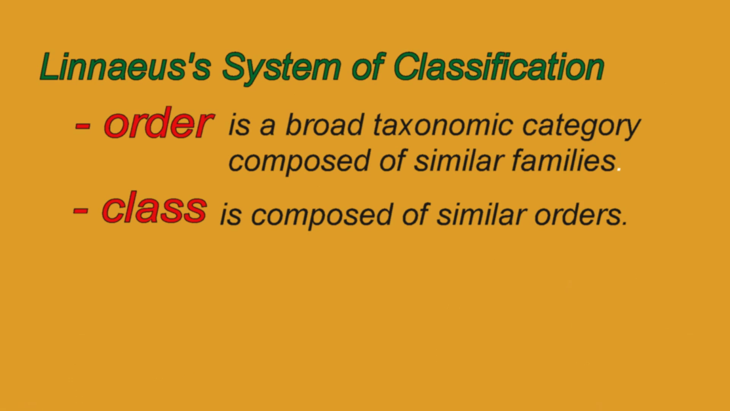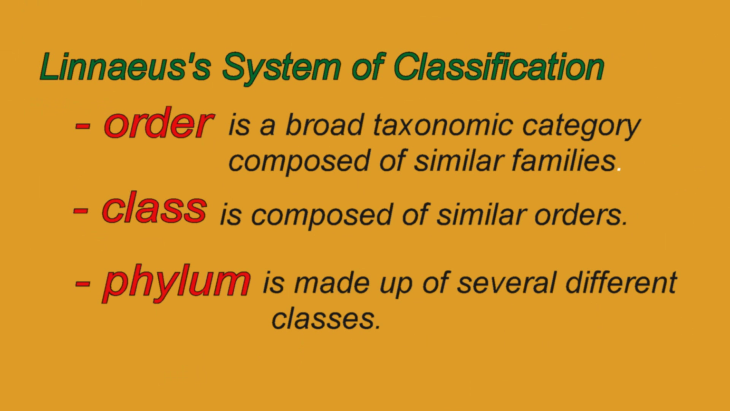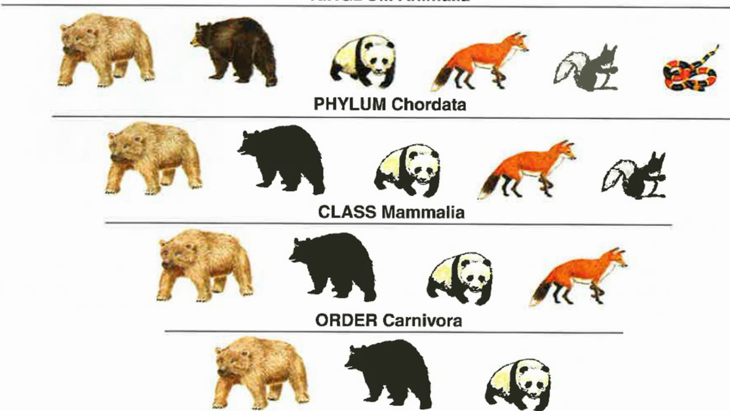The next larger category, the class, is composed of similar orders. For example, the order Carnivora is placed in the class Mammalia, which includes animals that are warm-blooded, have body hair, and produce milk for their young. Several different classes make up a phylum. The plural of phylum is phyla. A phylum includes many different organisms that nevertheless share important characteristics.